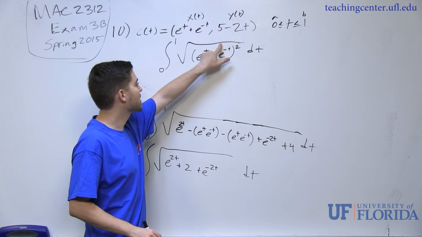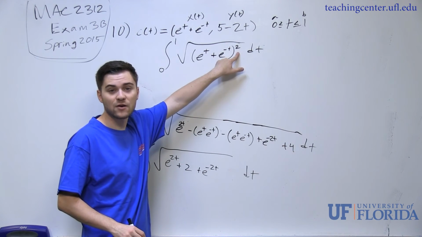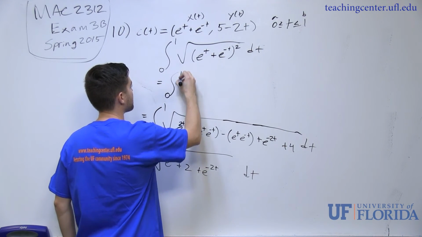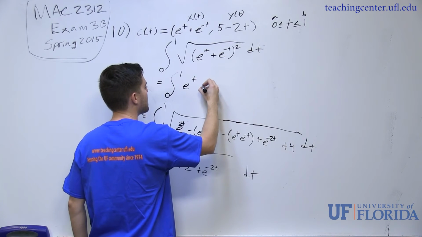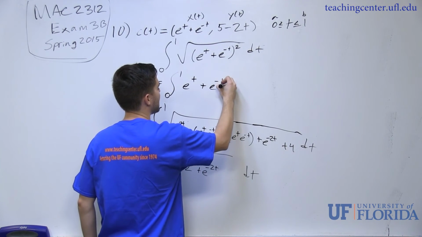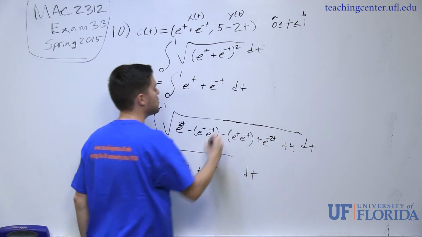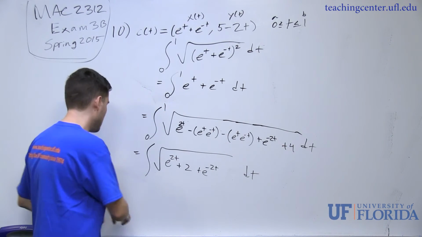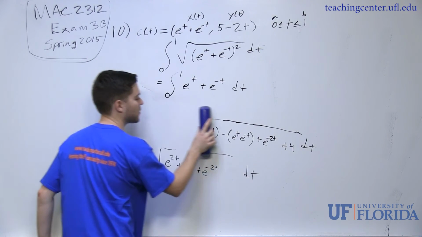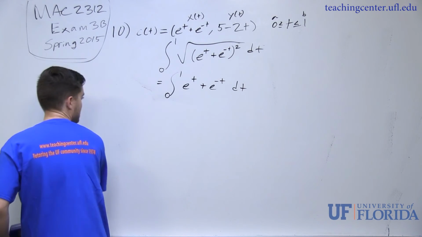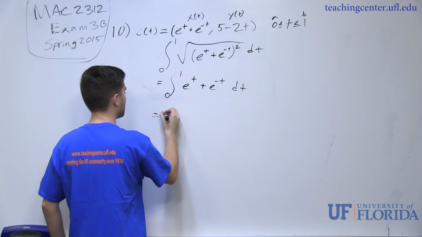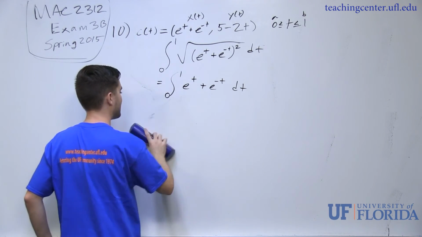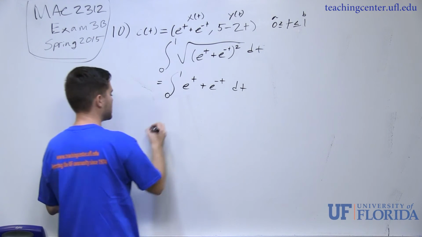Now, what I'm doing is taking the square root of a whole entire square term, so I can just go ahead and simplify that out. And I end up getting e to the t plus e to the negative t dt. So now all I'm integrating is e to the t plus e to the negative t, which I can do. So let's go ahead and apply that integration. Let's see what we get. This is equal to 0 to 1. Let's just go ahead and apply the integration step.